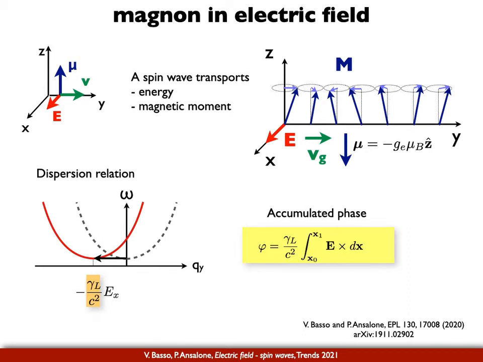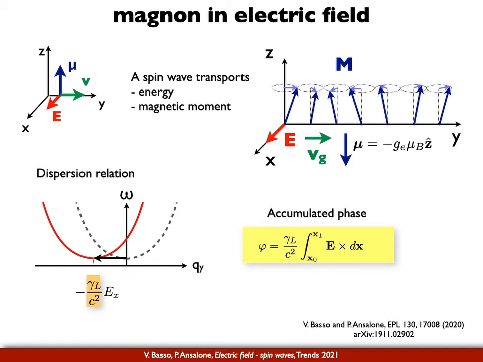Well, as the magnon is just the Landé g-factor times mu B, then the shift is proportional to the electric field, and the proportionality constant is related to fundamental constants, that is the gyromagnetic ratio for electrons and the velocity of light squared. So this factor is a constant.